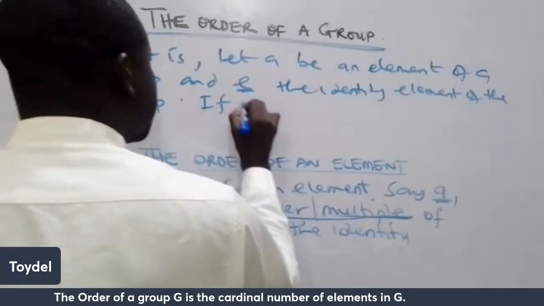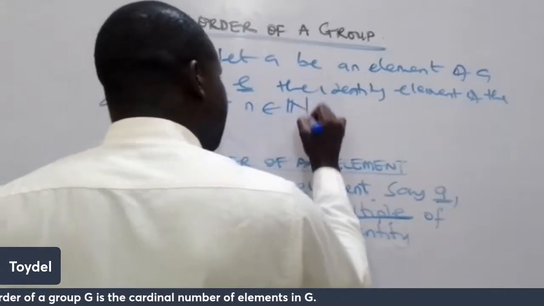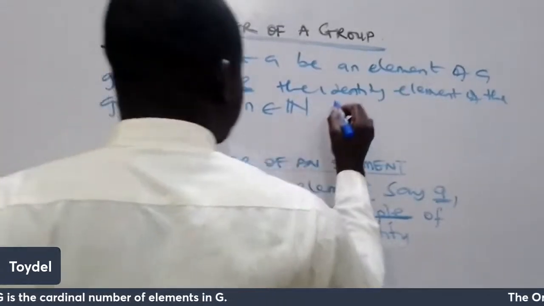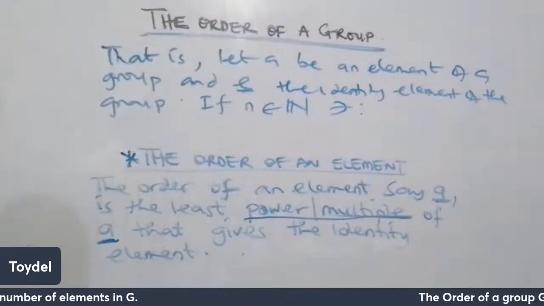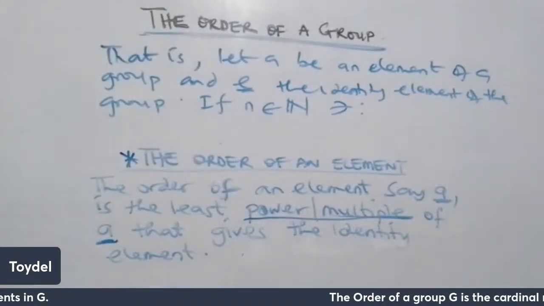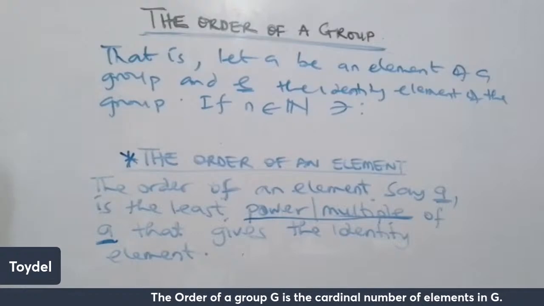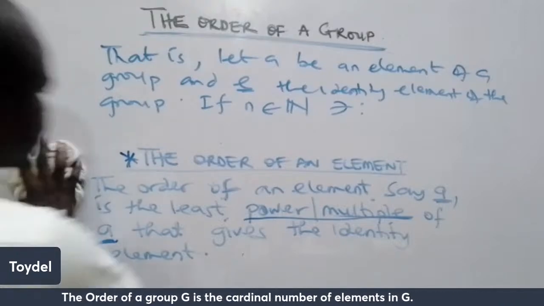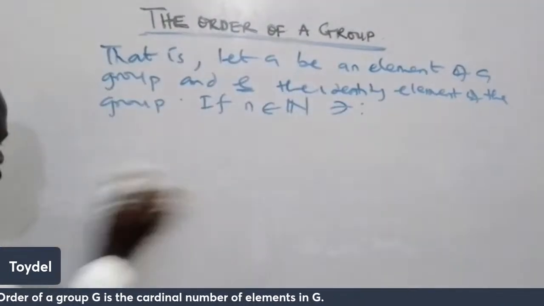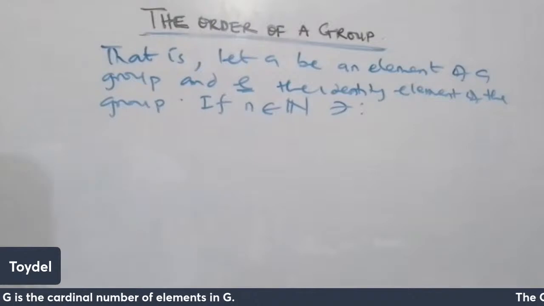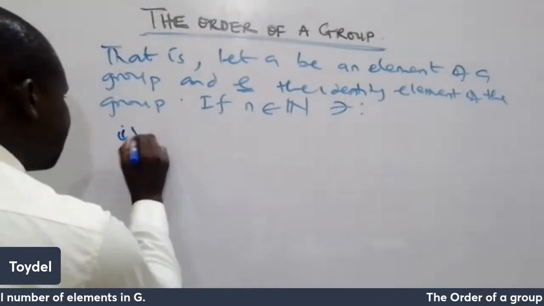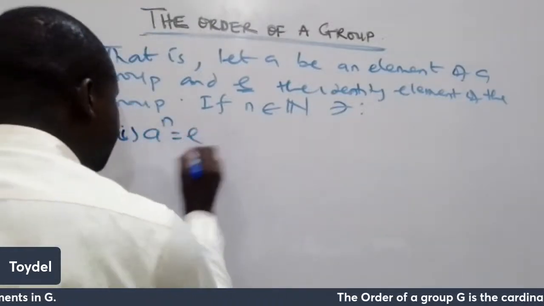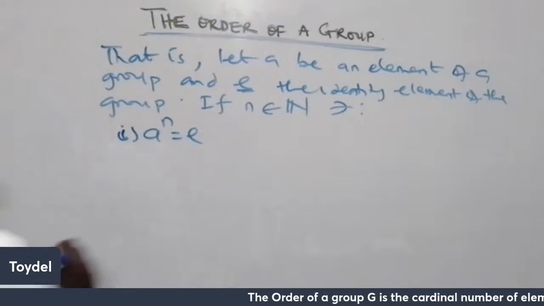So if we now have n that belongs to the natural numbers, such that, let's note these two properties, because in the definition of the order of an element, we have it to be the least power or multiple. So let's see the implication of power and multiple. Roman figure 1, where we have A raised to the power n is equal to E. This is when we have power.